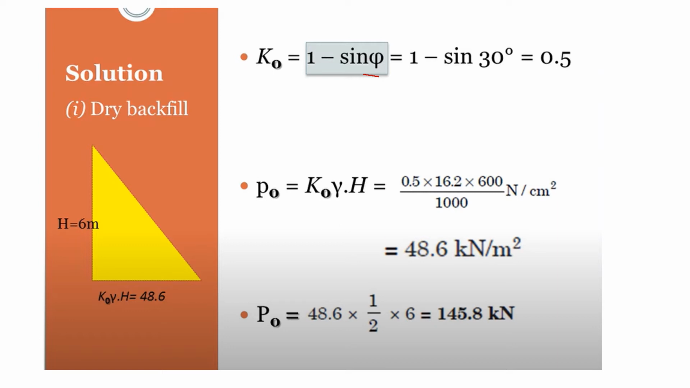What will be the force acting on the retaining wall? And you have to find out the area of this pressure distribution diagram. And for that, use 1 by 2 into 48.6 into 6. And the force acting at rest will be 145.8 kilonewton.